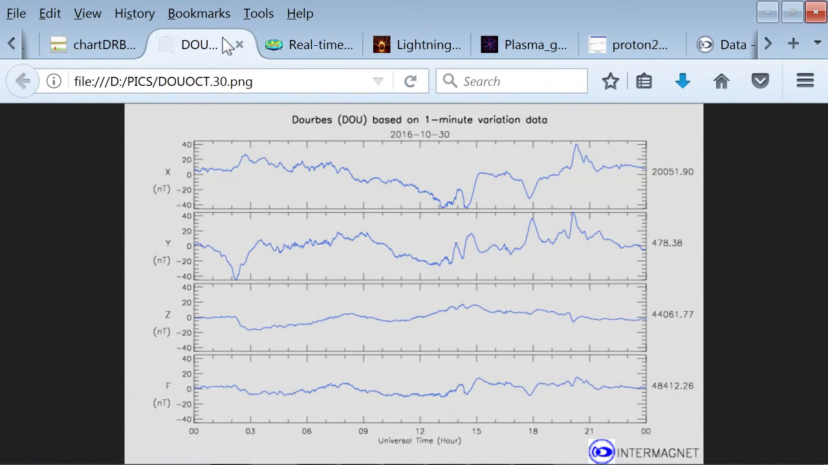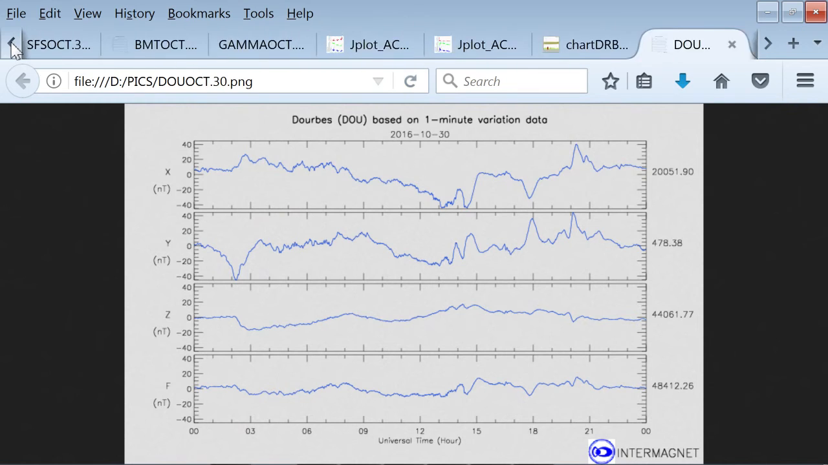That's Belgium's magnetometer on the 30th, and you can see that as soon as the induction picked up with the sun, magnetic activity carried on until about 0600, and then we had the earthquake.